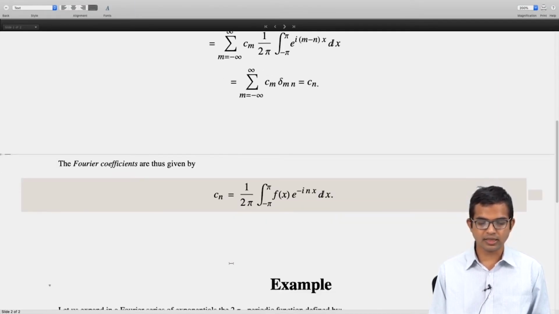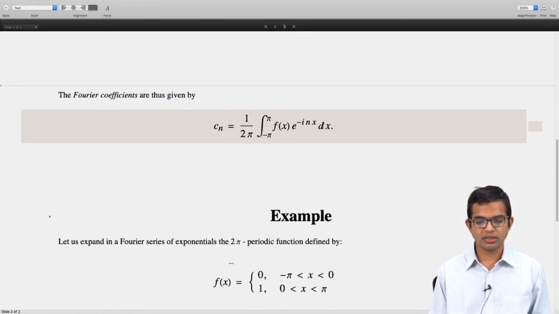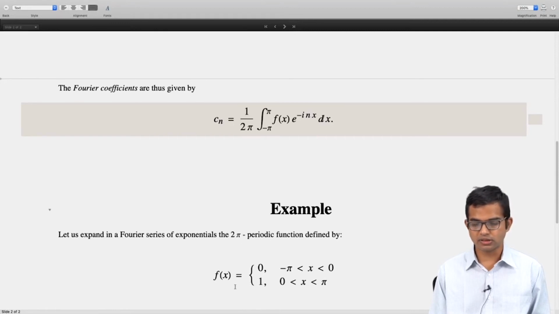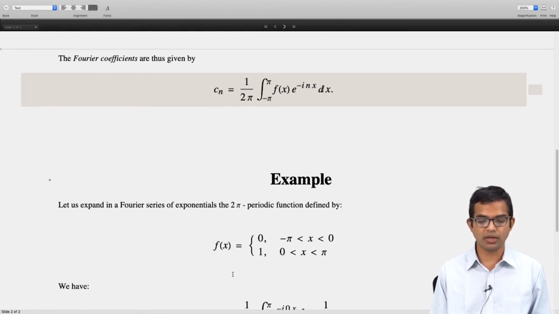So let's look at an example, the same example which you have already seen, but using this prescription. Let us expand in a Fourier series of complex exponentials this 2 pi periodic function f of x equal to 0 in the interval minus pi to 0 and 1 in the interval 0 to pi.